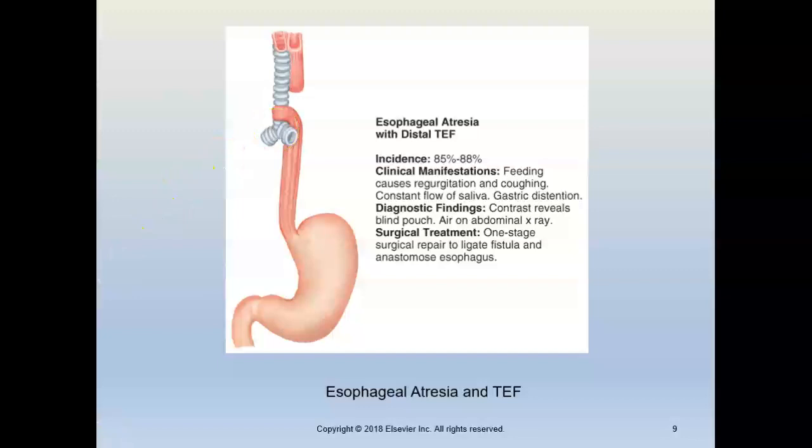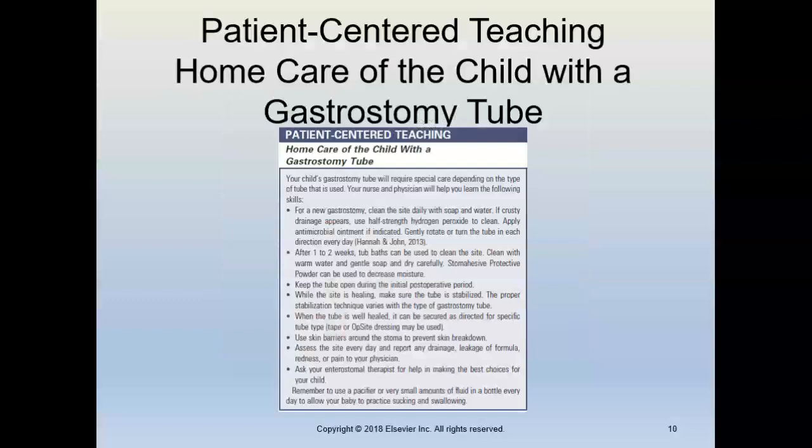Please review the purple patient-centered teaching box regarding home care of the child with a gastrostomy tube. Also, review the purple nursing care box for the infant with tracheoesophageal fistula. And here's a slide also with that patient-centered teaching of home care of the child with a G-tube. You can pause the video and look at that.